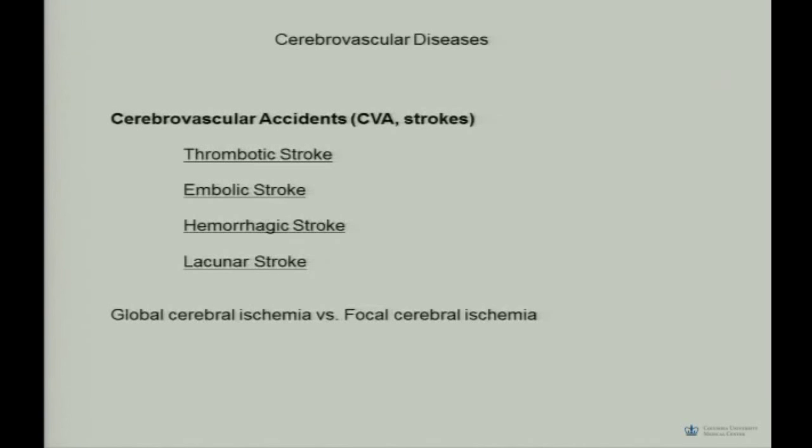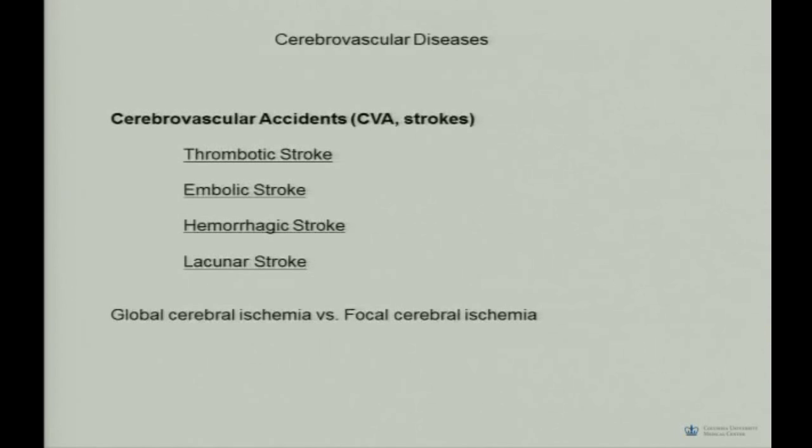And as I said, it can result in either a focal ischemia, so cutting off blood to a very particular part of the brain, or it can cause global ischemia, where perfusion to the entire brain is affected. So strokes are categorized as thrombotic, embolic, hemorrhagic, and then there's another one called lacunar.